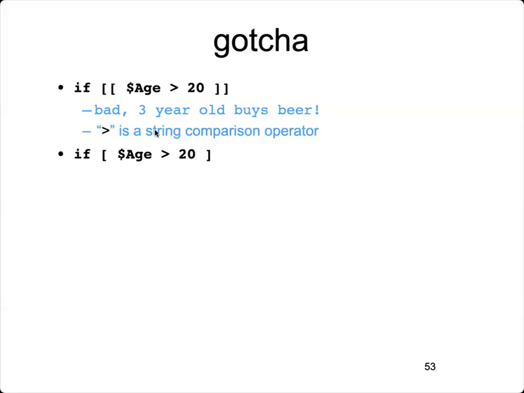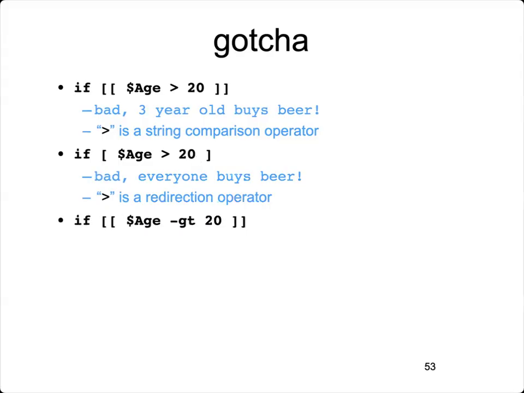If we want to fix that, well, okay. If we're going to do it with single brackets, this is bad because everybody buys beer, because the greater than sign is a redirection operator. This would have created a file on the file system named 20. Now, let's fix this one. So we're going to use the -gt, which is the numeric comparison. So now this sort of fixes it, but it fails if age is not numeric.